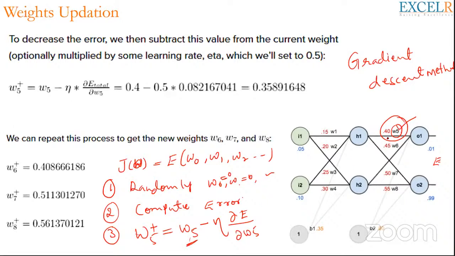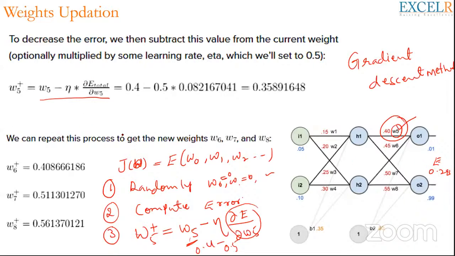So for this W5, I know it is 0.40 here, 0.40 minus eta. Eta is called the learning rate. Let us set that to 0.5, and the gradient we already computed in the previous slide, as you can see here. This comes from the gradient descent method, which is a systematic way of reducing the error, the 0.293 that we have here. It gives us the direction.